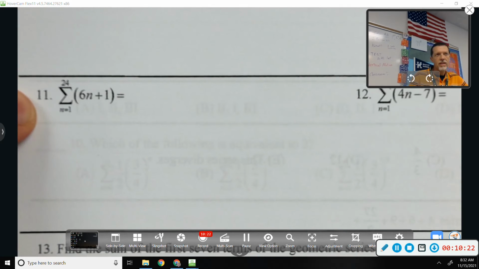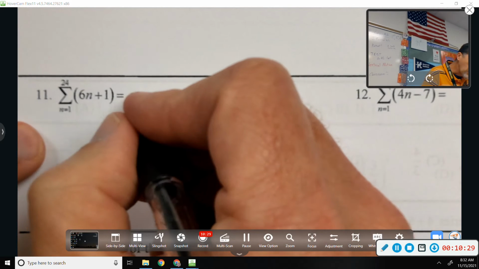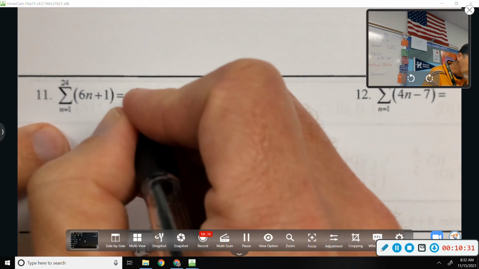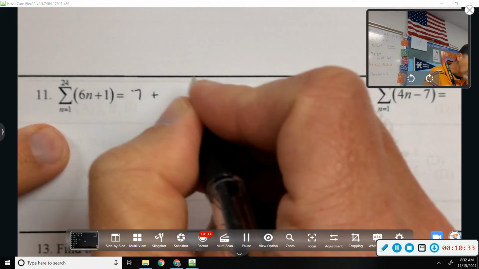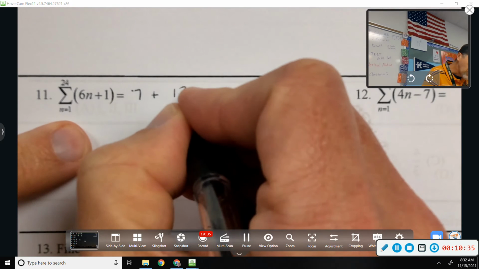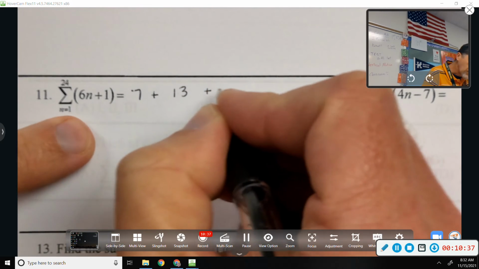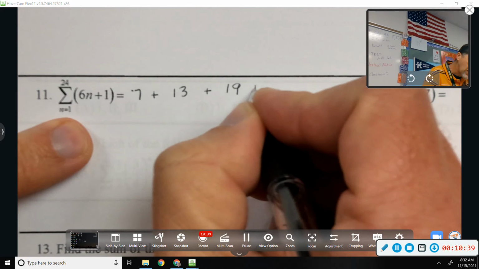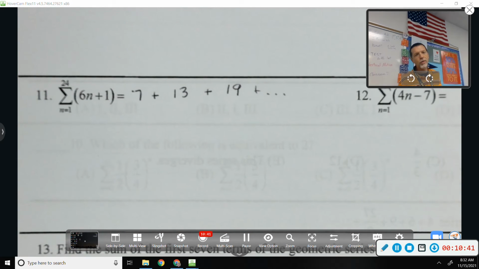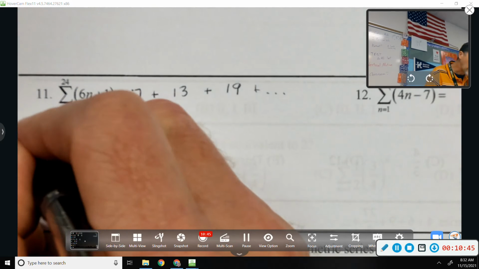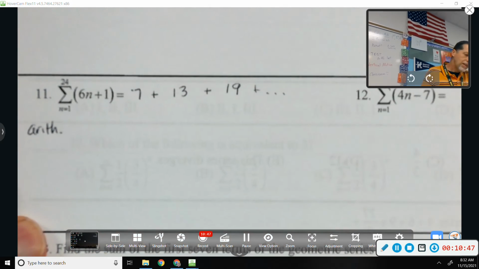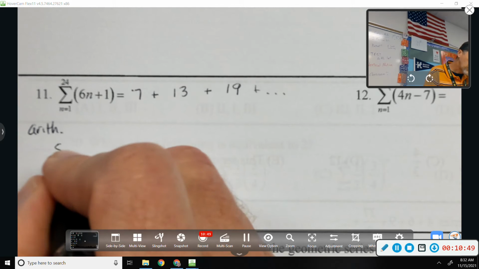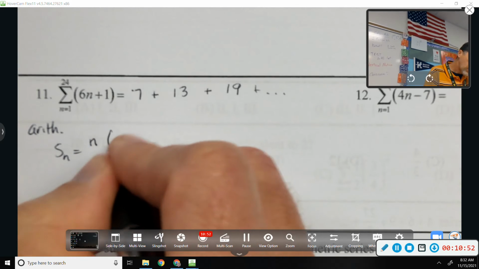It's arithmetic. If you're not sure on one, then plug in a few terms and see what happens. If I plug in 1, 6 plus 1 is 7. If I plug in 2, I get 12 plus 1 is 13. If I plug in 3, I get 19. Again, I don't want to do that 24 times, but if I need to do it a couple of times to figure out, oh yeah, this is arithmetic, then I know which formula to use. Plus 6. It's already there.